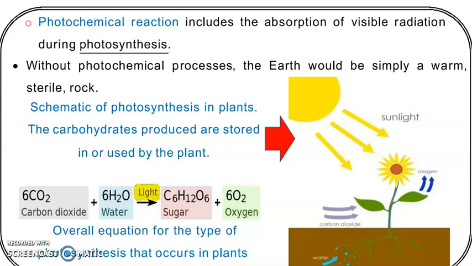So, the schematic of photosynthesis in plants: the carbohydrates produced are stored in or used by the plants. Look at the reaction. Carbon dioxide, 6 molecules water, in the presence of light, is giving sugar and oxygen. This is the overall equation for the type of photosynthesis that occurs in plants.